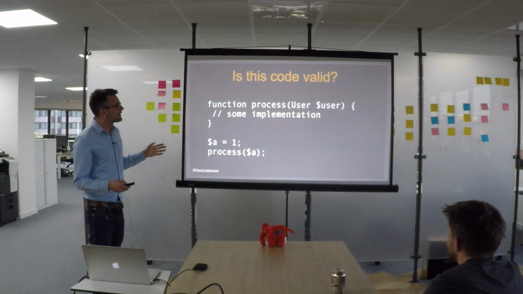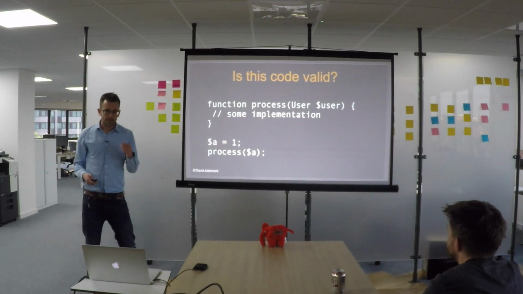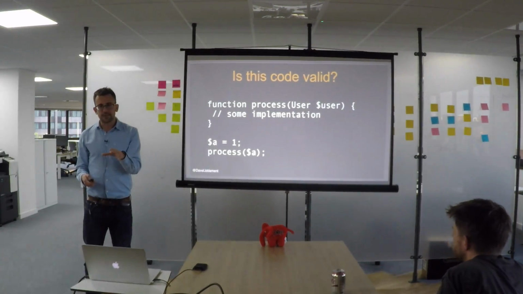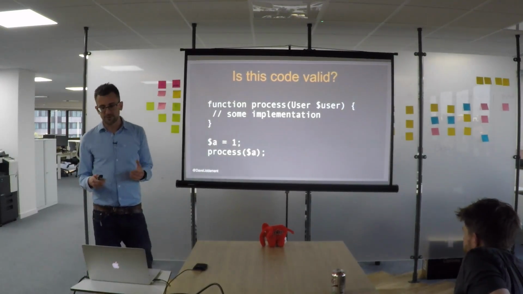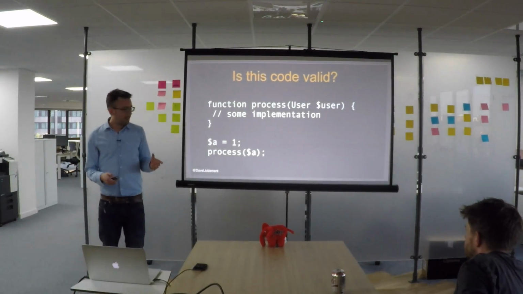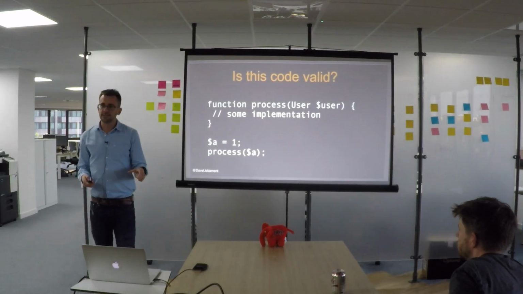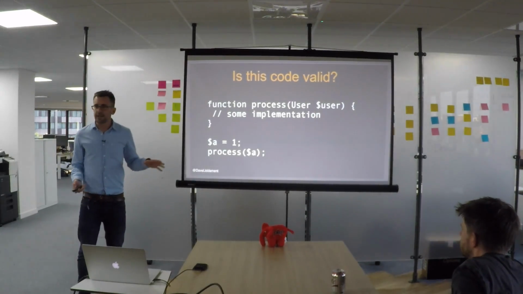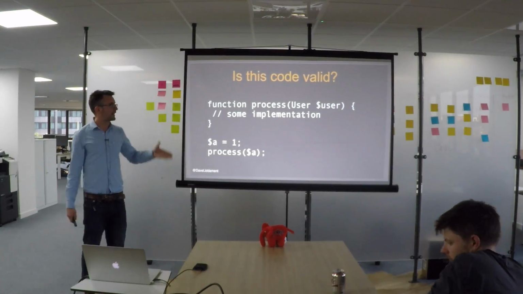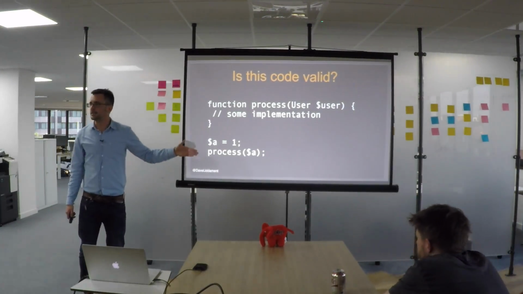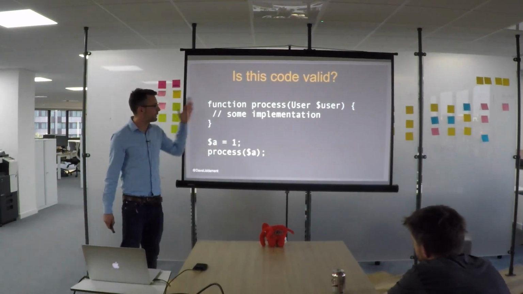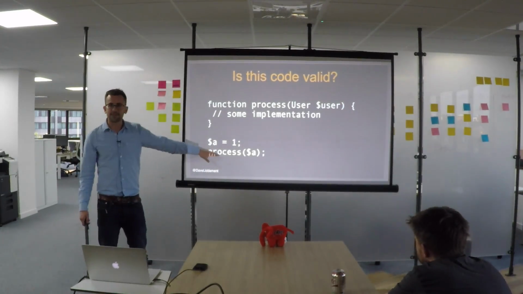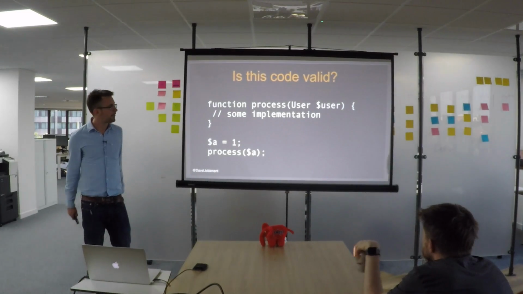Right. I'm going to say this code definitely isn't valid because we can see our function process. The first argument requires something which is of type user. And what we're actually passing it is $A, and $A is the number 1, so it's an integer. And we haven't run that code. What we've basically done here is static analysis. We've looked at the code and said there is definitely a bug in this code. There was no way this will run. So if we actually ran this code, when you get to this line here, it will go, no, it's broken.